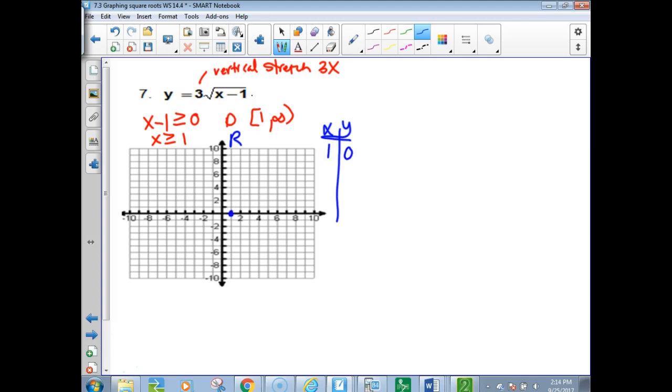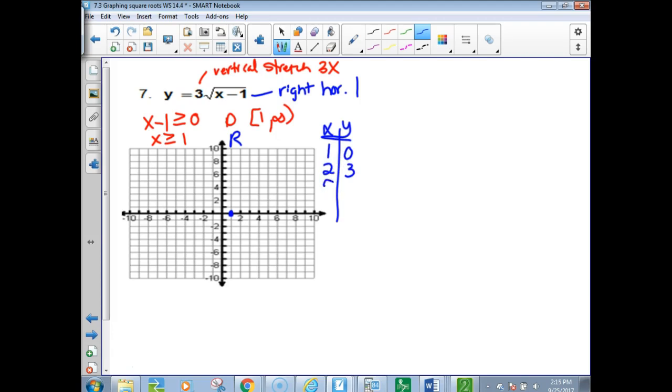I could have said this is a shift of the graph to the right horizontally 1 unit. And that's what just happened. Boom. Shifted 1 unit to the right. I'll start putting in some other numbers that make sense, like 2. 2 minus 1 is 1. Then I'd get 3 when I multiply by 3 after I took the square root of 1.